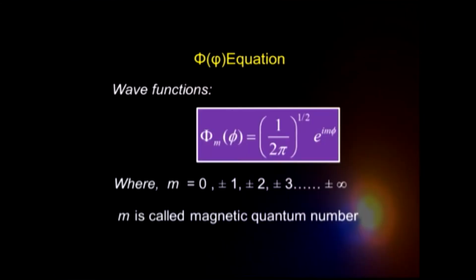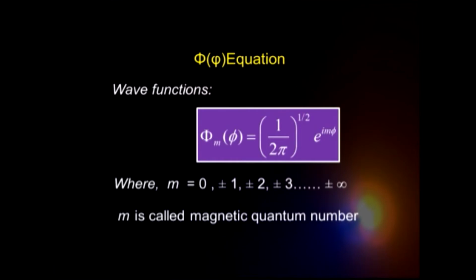And most importantly, the outcome of this is two things: one, a series of wave functions, and two, a quantum number called the magnetic quantum number, whose values are 0, plus minus 1, and so on up to plus minus infinity. You will maybe be trying to relate this with what you know from your earlier knowledge, that m does not have these values.